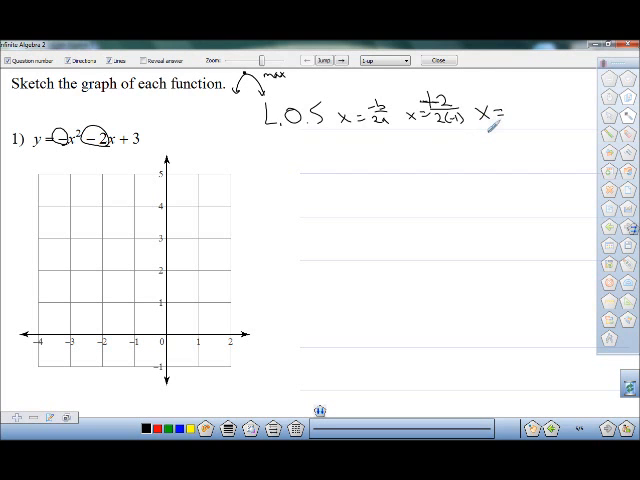What is my line of symmetry? X equals negative 1. So I go to negative 1. And I put a nice little dotted line, my line of symmetry. Not technically a part of that parabola, but it is very important.